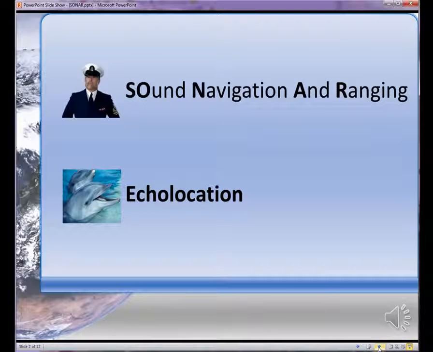SONAR is an acronym. It stands for Sound, Navigation, and Ranging. The important thing to know about sonar is it's man-made, and we use it to calculate distances. Echolocation, on the other hand, is something that animals can do. With echolocation, the animal will send out a noise and wait to find out how long it takes to return to them, and from that the animal can figure out how far away something is.